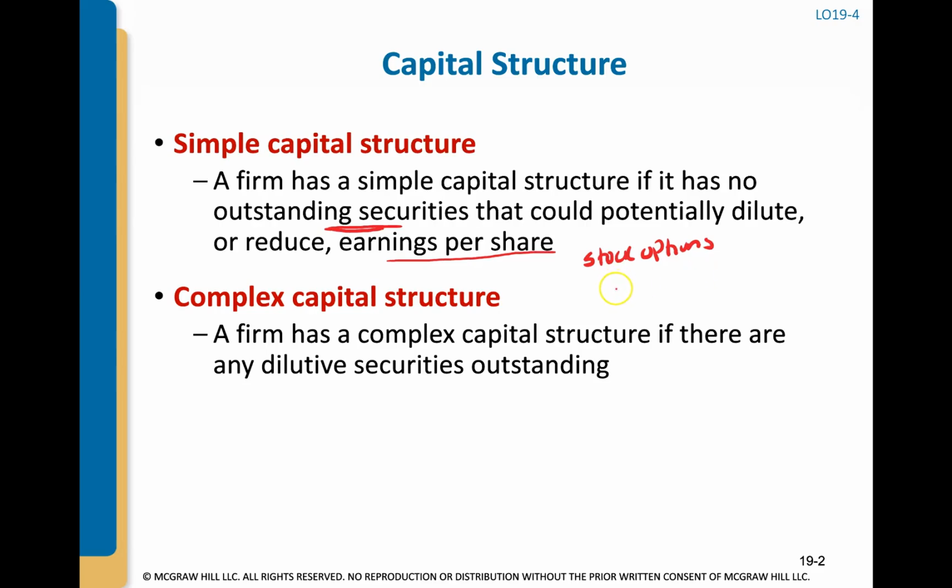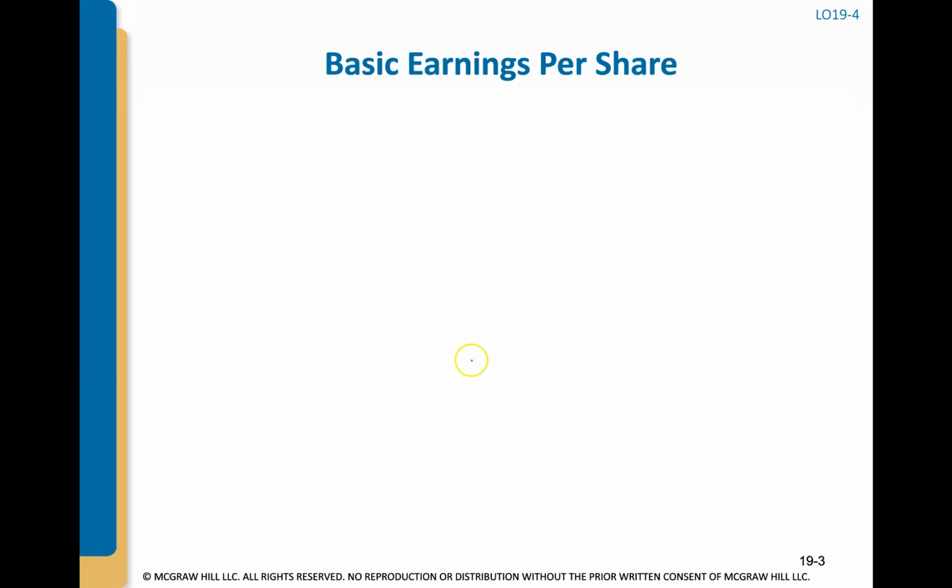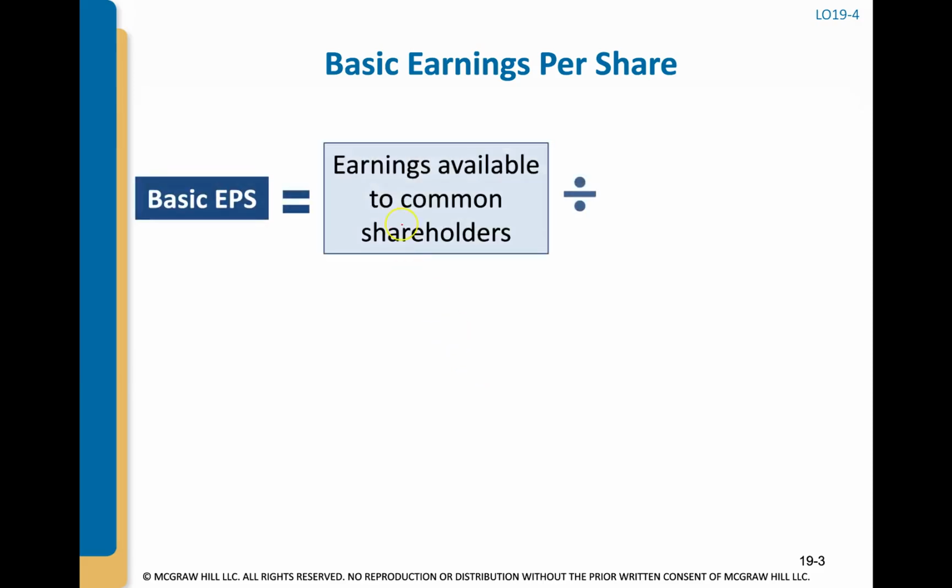Same thing, there's convertible bonds where a portion or all of the bonds will convert into a certain number of shares in the future, dependent on certain facts. So if a company has none of those types of securities, then they have a simple capital structure. If they do have even one of those types of securities, and there are several different kinds, then they have a complex capital structure. So why do we care about that?